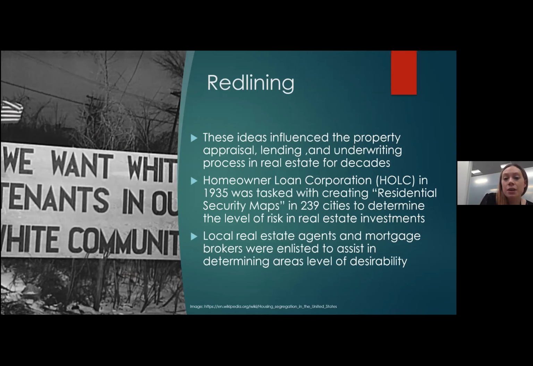These very racist ideas influenced the property appraisal, lending, and underwriting process in real estate for decades. The Home Owners' Loan Corporation in 1935 was tasked with creating what they called residential security maps. That's really what redlining is, these maps that I will show you. They did this in 239 cities throughout the US to determine the level of risk in real estate investments. Local real estate agents and mortgage brokers gave the federal agency, the Home Owners' Loan Corporation, local data on what they thought were more desirable areas.